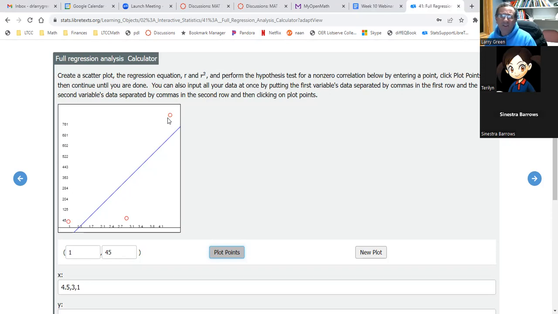All right, now you'll notice there's a line here. That line is not just some random line that got drawn by the computer. Do you see at all what that line is doing?